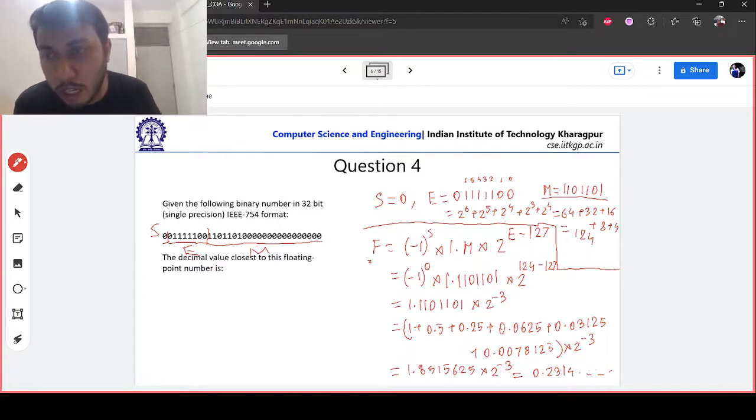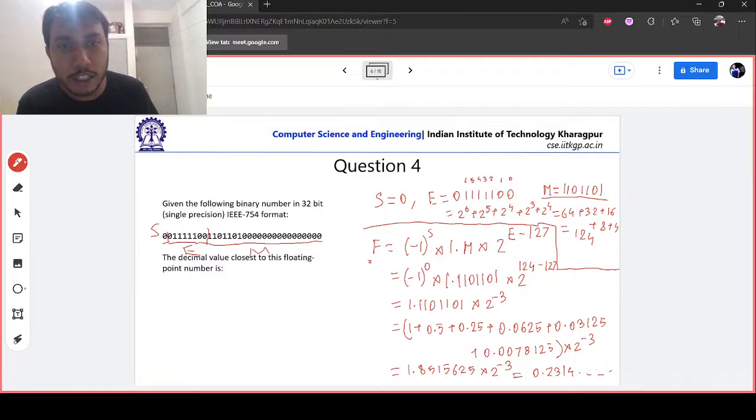So what we have found out here is the s value is 0 from this number, the e value is 0 1 1 1 1 1 0 0, and the last part is the mantissa. So this is the mantissa. You will ignore the trailing zeros, only you will check up to the last one. So this is the mantissa part, which you need to take out from this 32-bit number. Then we found out the binary value of this exponent.